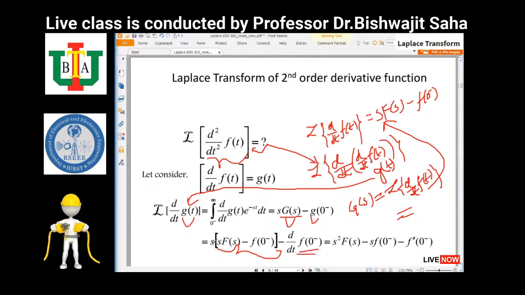Now we multiply with s. So s square F of s minus s f of 0 minus, and this is the first derivative, so single prime. So the Laplace of the second order derivative function is s square F of s minus s f of 0 minus minus f prime of 0 minus. Okay. Any question? Do you have any question? No, sir. So everybody understood, right? Yes, sir. All right.